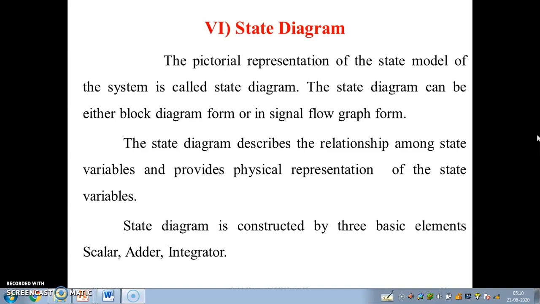Just recall what we have studied in the previous units regarding time domain and S-domain analysis. So, the state variables can be represented as a time domain state diagram or an S-domain state diagram. Similar to the block diagram representation, the state diagram also has components. It is constructed by three basic elements named scalar, adder and integrator.